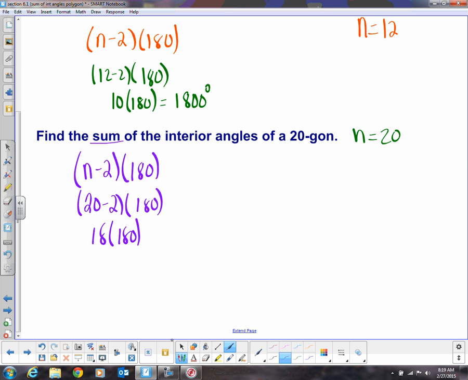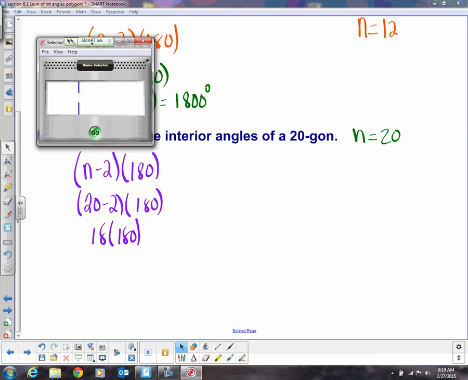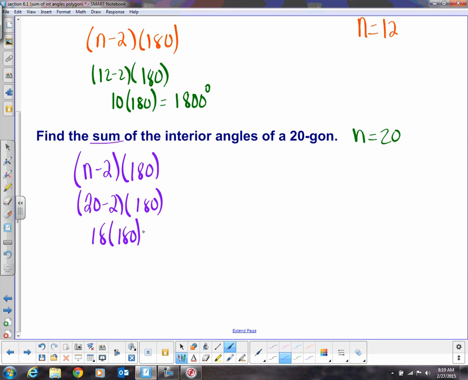All right, so we're going to have someone else. Hopefully you have your calculators out. This goes to Lizzie, who's not prepared. My calculator said 3,240. Got a great neighbor. All right, that means, now think about it. When we get to 20 sides, look how much the angles add up to. That's a lot.